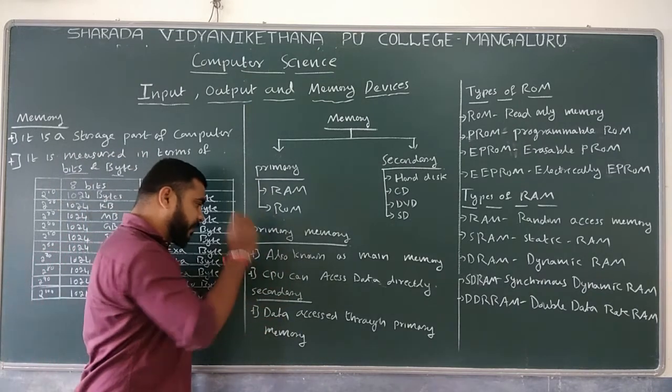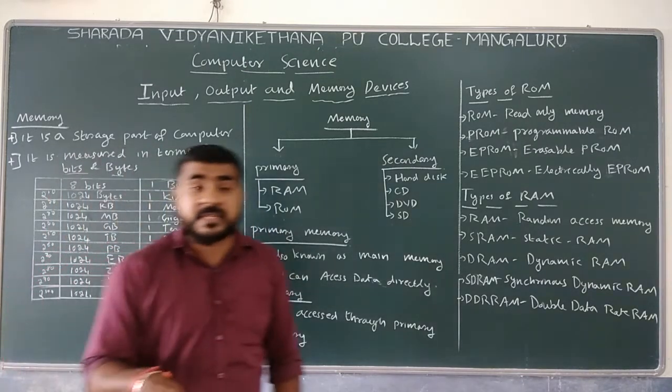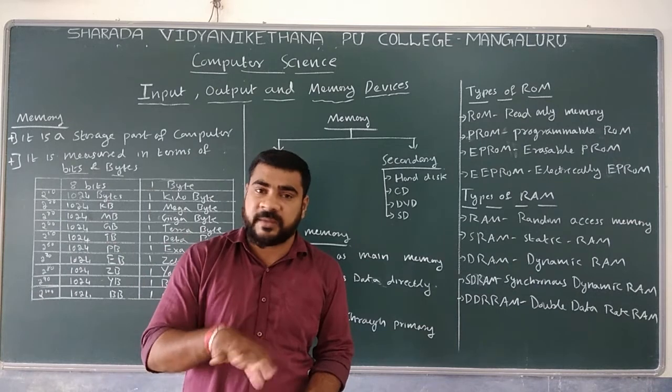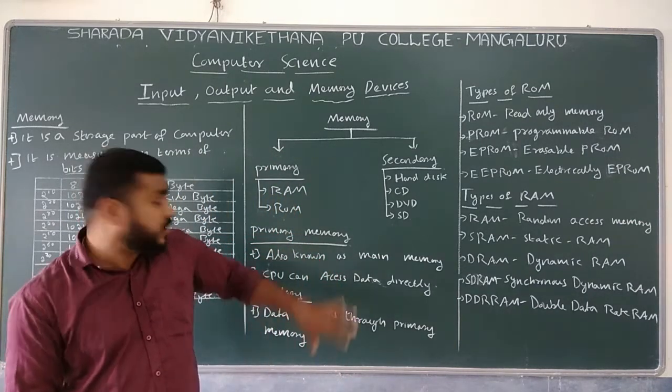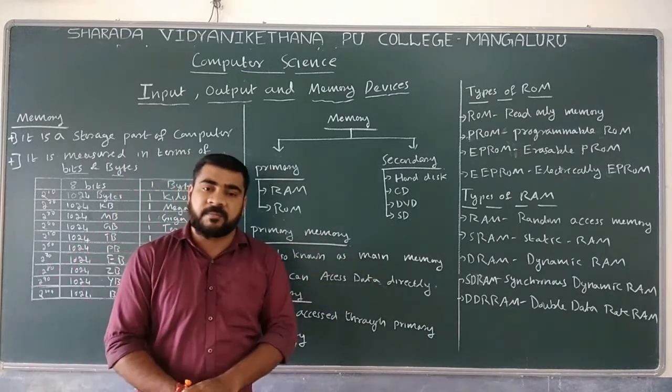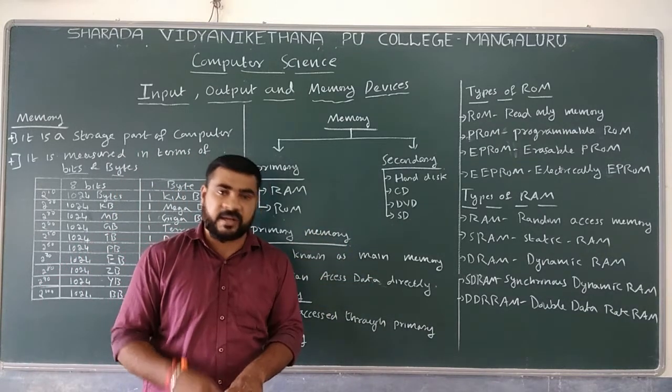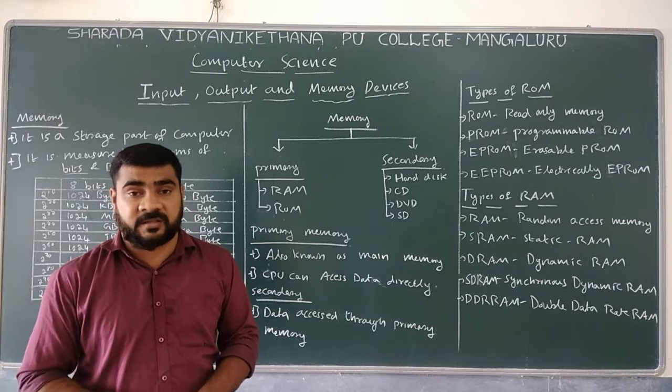So what is the primary memory? The primary memory is also known as main memory. Main memory means that the RAM is actually known as main memory. So totally we can say that primary memory is the main memory of the system.